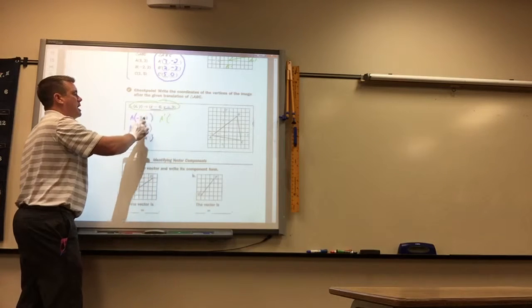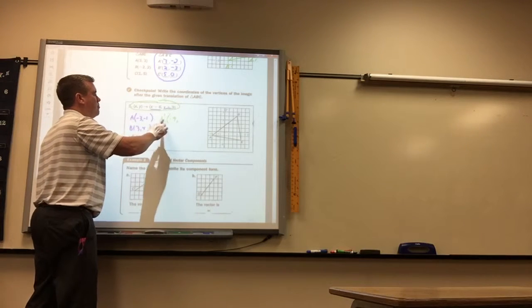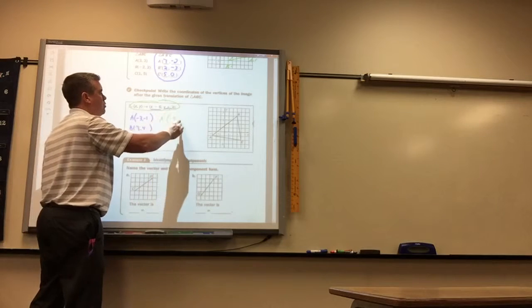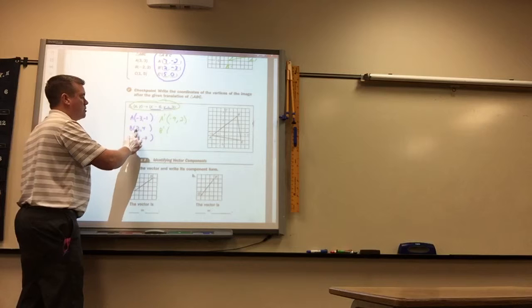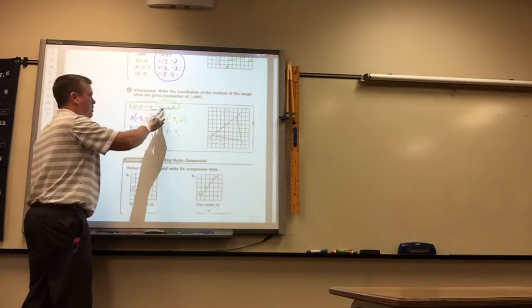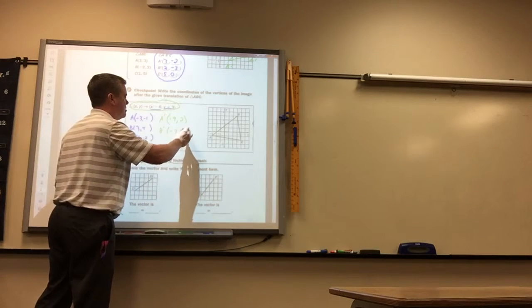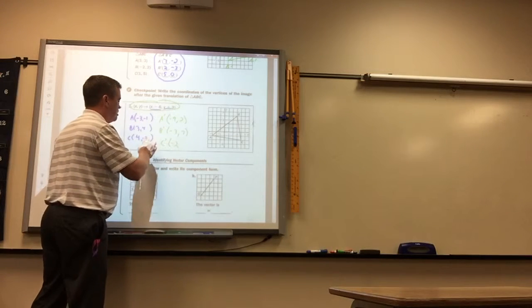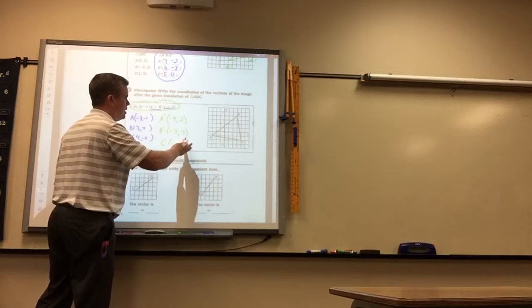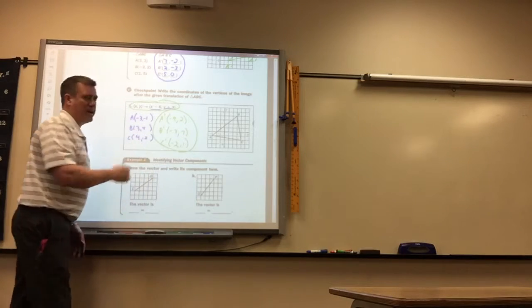A prime is x minus 6, would be negative 9, and y plus 3 would be 2. X minus 6, 3 minus 6 is negative 3, 4 plus 3 is 7. 4 minus 6 is negative 2, and negative 2 plus 3 is 1, without having to graph it.